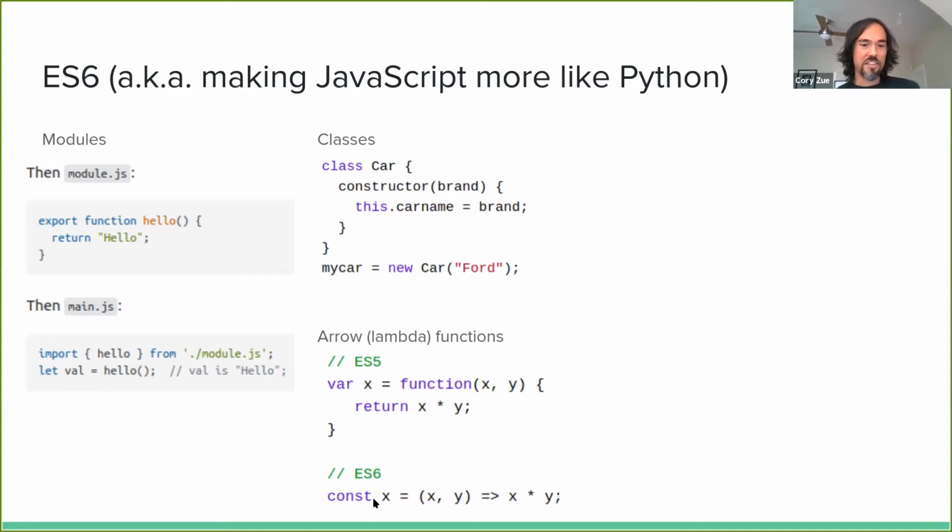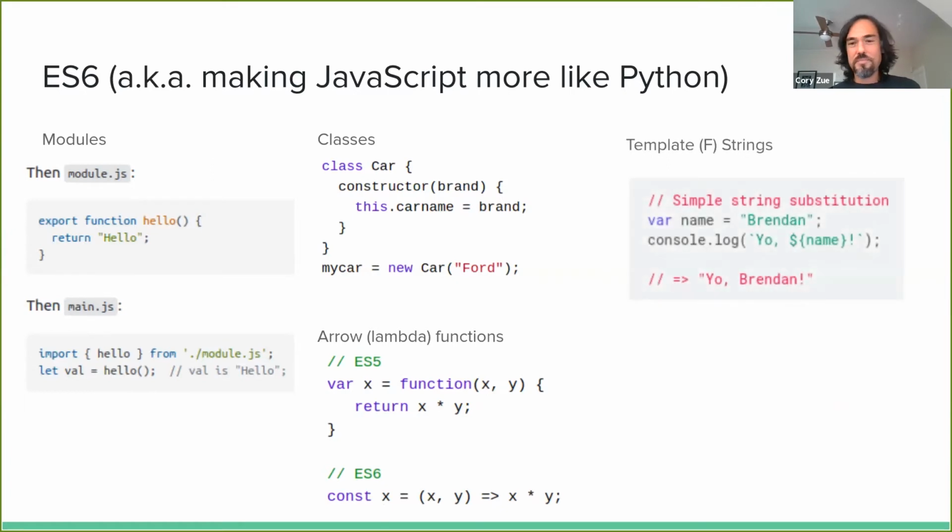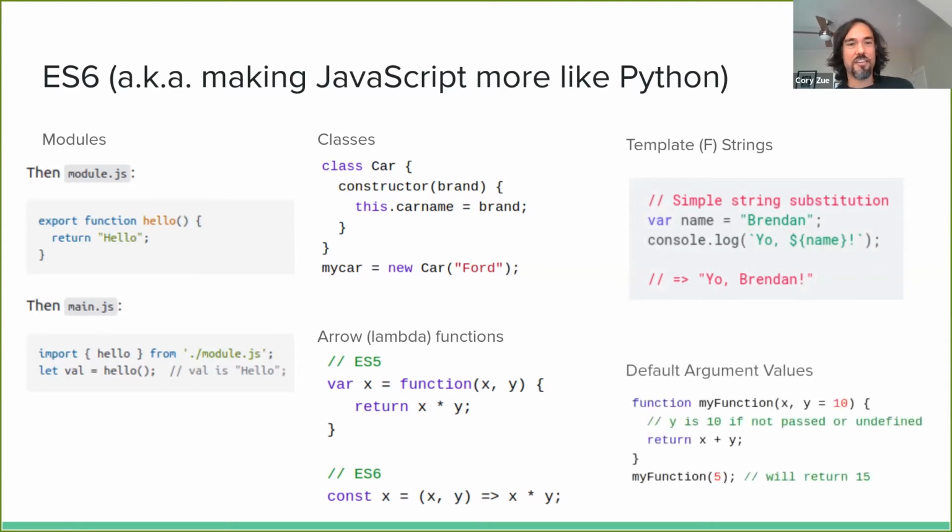It added arrow functions, which are basically lambdas, and these get really useful when you're building UIs in frameworks, and you want to do a lot of inline functions that update a variable or change a UI element, that type of stuff. It has template strings, which are just like f-strings and are nice to work with. Default argument values, and there's a ton more stuff in here. This was just the 5 or 6 that I picked.